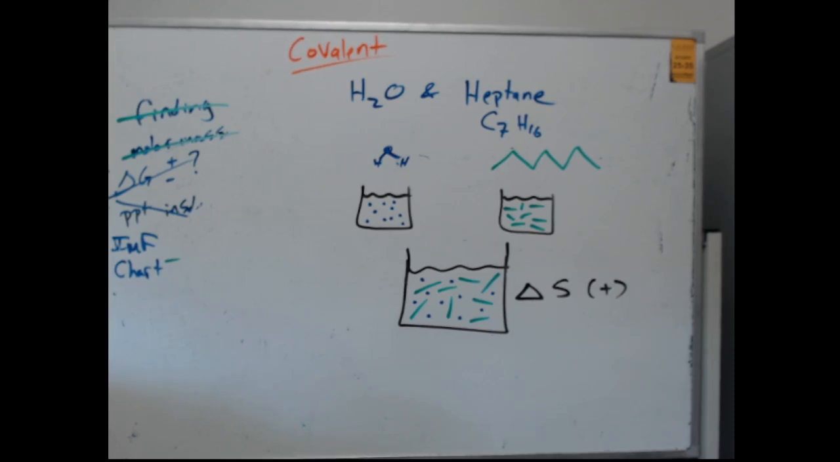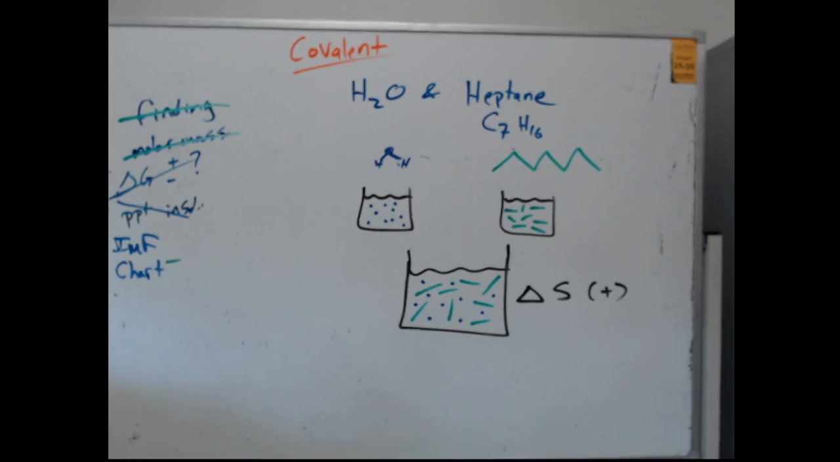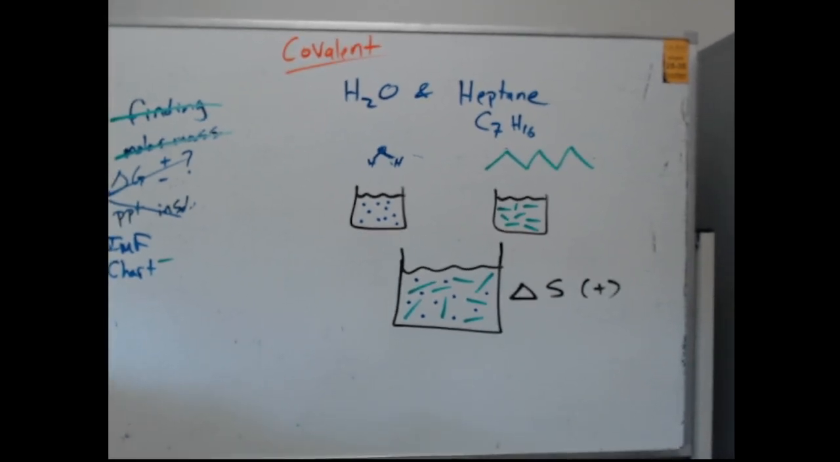We could do an experiment, see if water and heptane mix. That gets us experimental information about delta G. But before we go do that, we can look at this and say, well, what's the enthalpy of this situation? How can I tell the enthalpy of mixing these 2 things together? And that is where we start to use that idea of intermolecular forces.